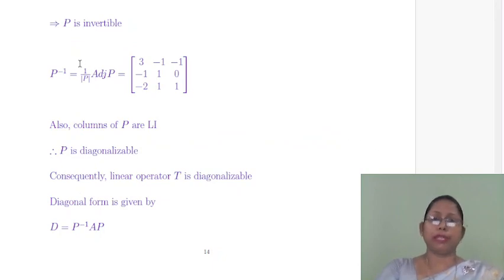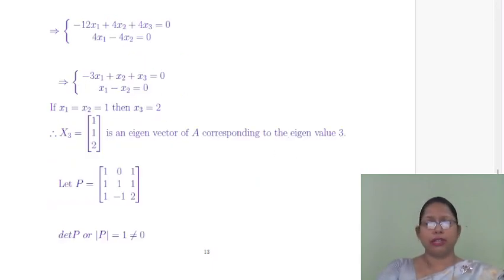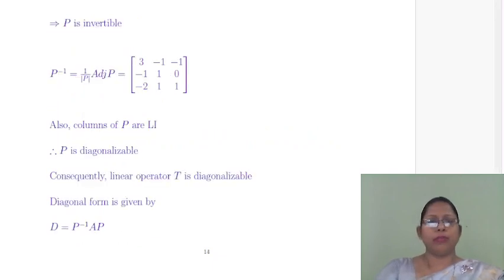The inverse of P is given by 1 by determinant of P times adjoint of P, which is equal to this one. Also, the columns of P are linearly independent eigenvectors. So the columns of P are linearly independent. That means P is diagonalizable. Correspondingly, my linear operator T is diagonalizable, and the diagonal form is given by P inverse AP.